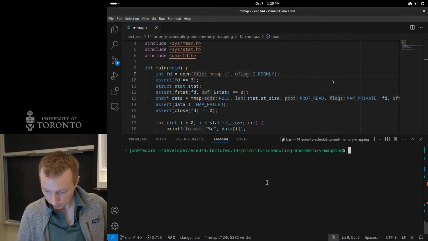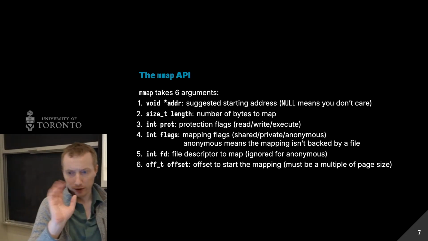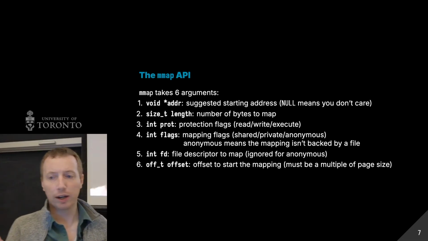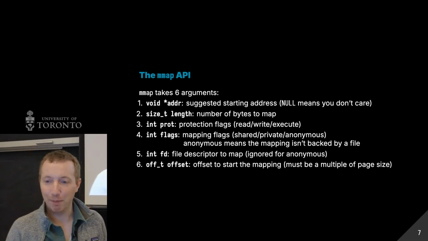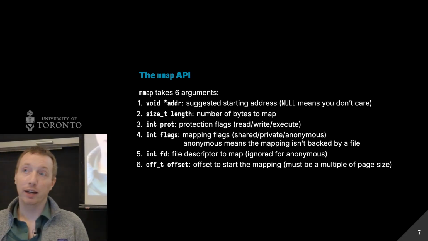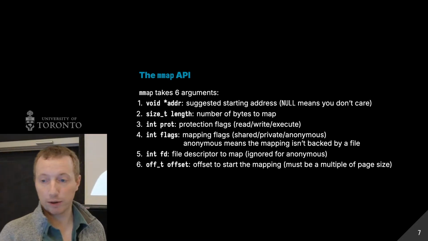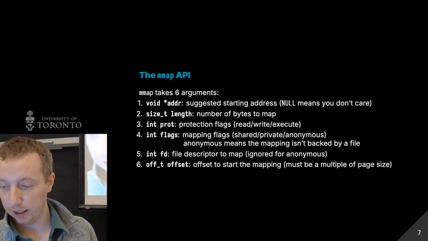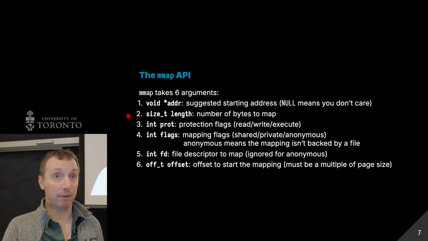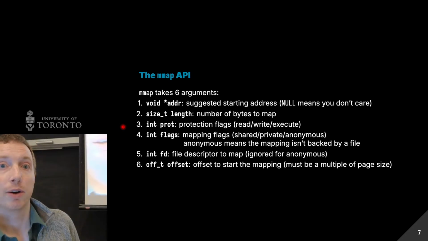So let's go over the API quickly. It's a big, kind of complicated function that takes 6 arguments. The first argument is that you can pick what virtual address you get back. If you don't care, you can just set it to null and let the kernel decide for you. The second parameter is the length, the number of bytes that should be valid for this memory map. The next is protection flags: read, write, execute.